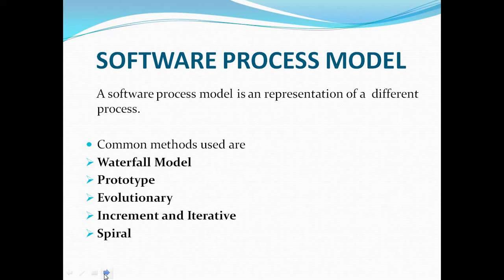So let us discuss the software process models. What are the different types of methods that are used? The first one is the waterfall model. The second is the prototype. Third is evolutionary. Fourth is the incremental as well as iterative. Fifth is the spiral. So let us try to understand what a waterfall model is.